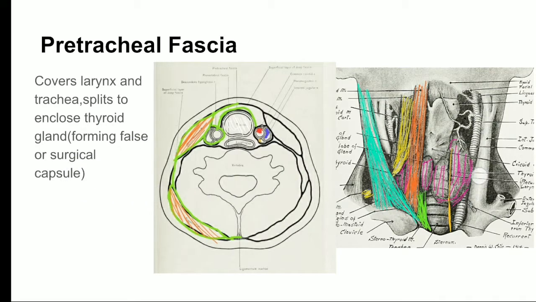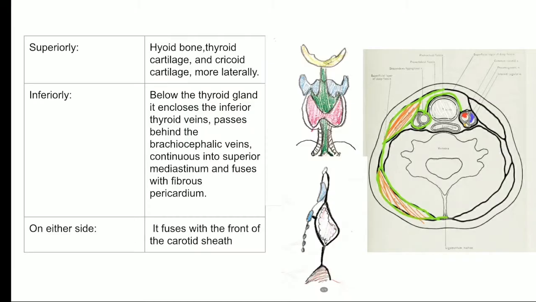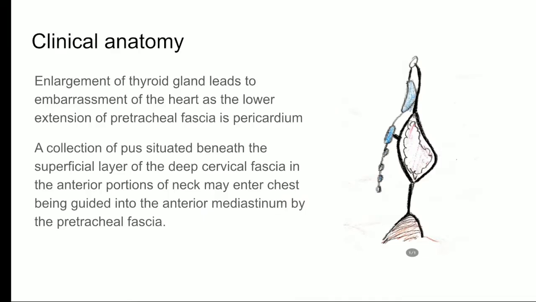So you can see in this diagram, it runs inferior to the sternohyoid and the sternothyroid and covers the larynx, the trachea, and also splits to enclose the thyroid gland. Now in the transverse section of the neck, you can see that it arises from the anterior border of the sternocleidomastoid, enclosing the larynx and the trachea. Now its attachments by this knowledge are quite easy to visualize, right?